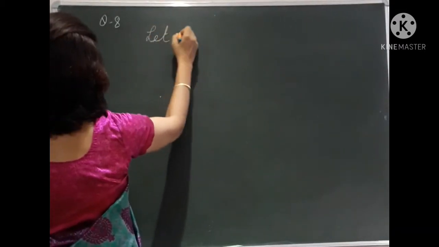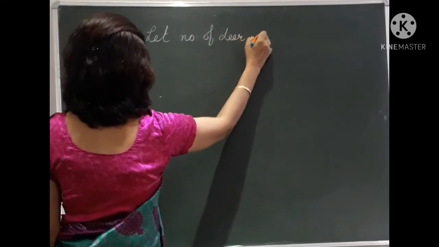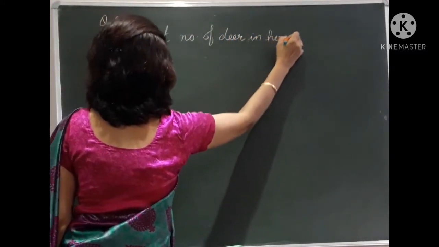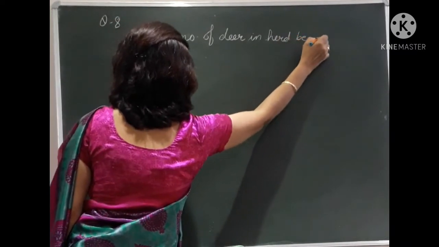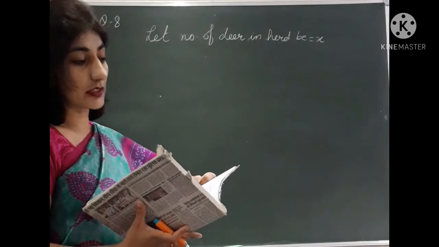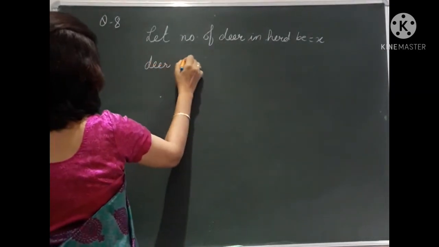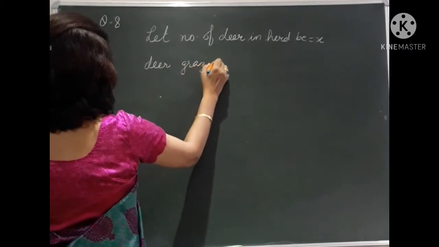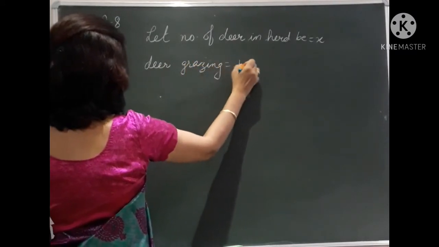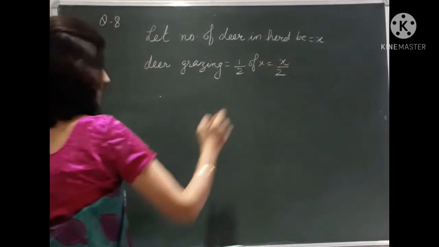Let number of deer in herd be x. Now how many are grazing? Half of the herd of deer are grazing. So you will write here deer grazing equals to half of x, that is x by 2.